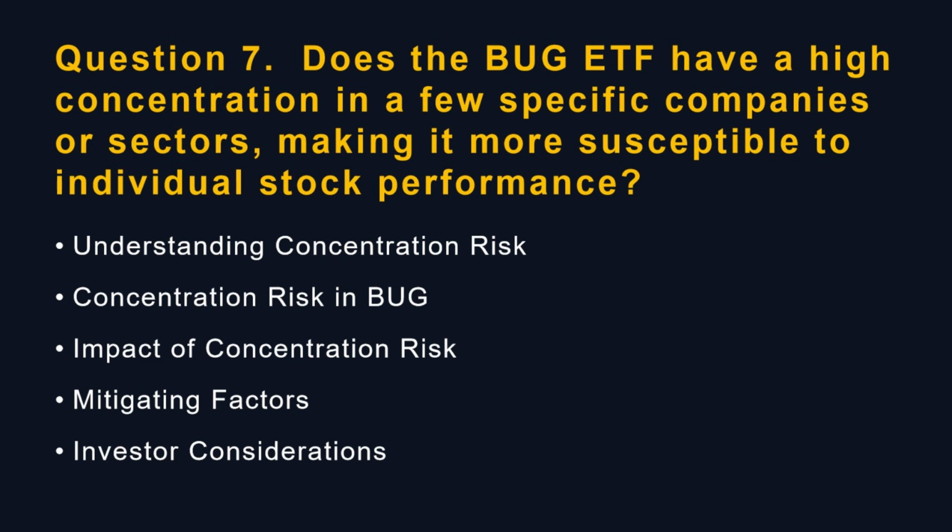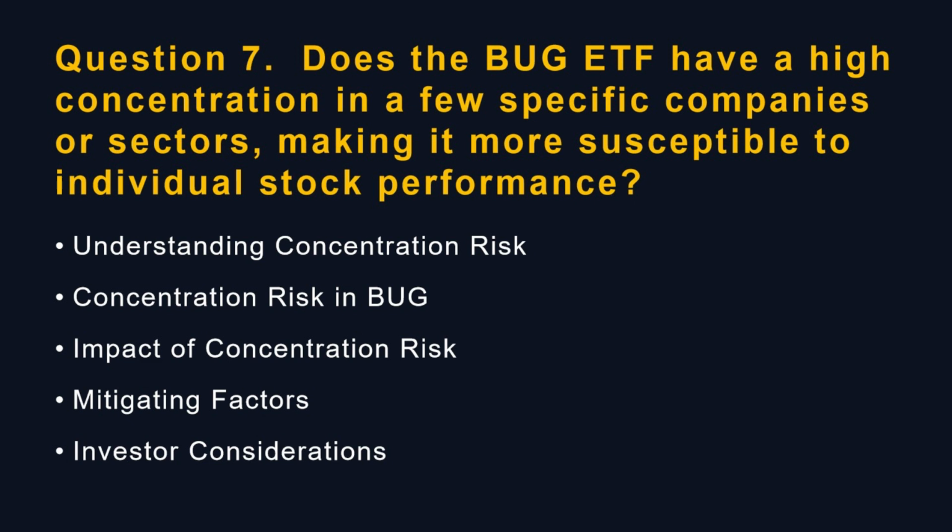Understanding concentration risk. Concentration risk refers to the situation where an investment portfolio has a significant weighting towards a small number of assets. In the case of BUG, this translates to the ETF's holdings being heavily concentrated in a few cybersecurity companies or subsectors within the broader industry. When a small number of holdings carry a large weight in the ETF, the performance of BUG becomes more susceptible to the performance of those individual companies.